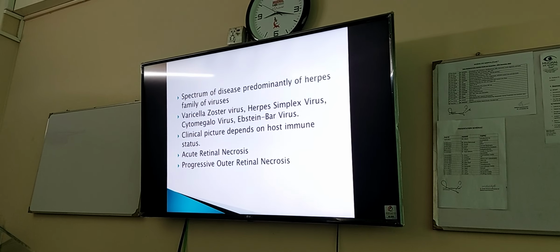The third point was that if the patient has iridocyclitis, that is, if uveitis is present, then you have to add the oral acyclovir in these patients after 3 weeks of treatment.